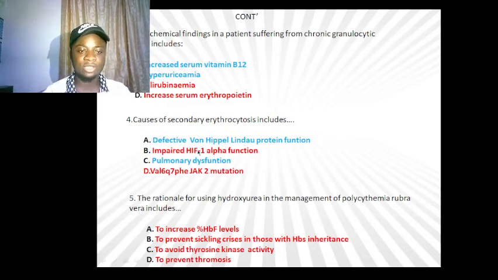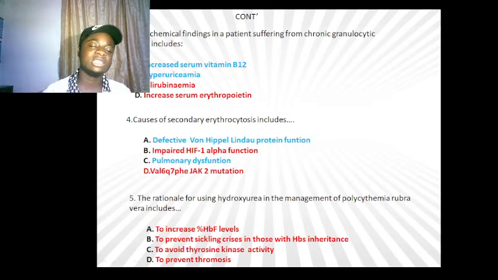So if HIF is impaired, erythropoietin production will reduce, therefore there will be low production of erythropoiesis or low production of RBCs. So this one is false. C, pulmonary dysfunction, like heart disease, lung disease, okay?